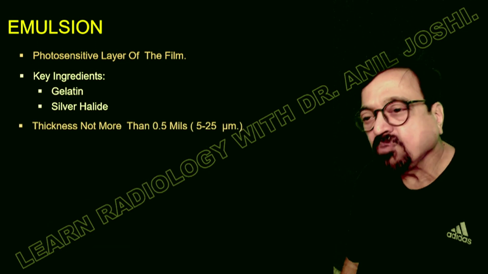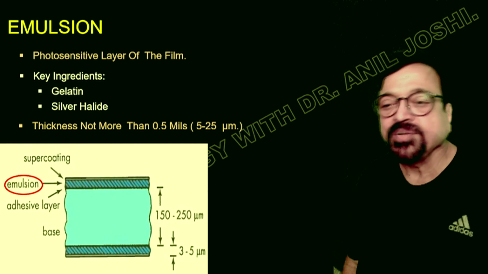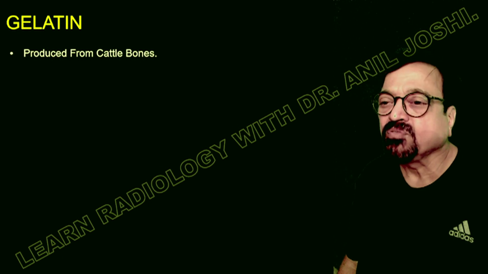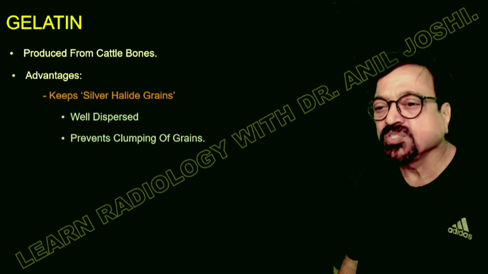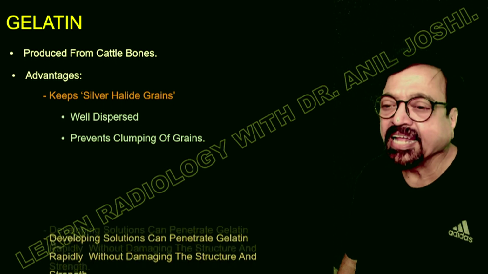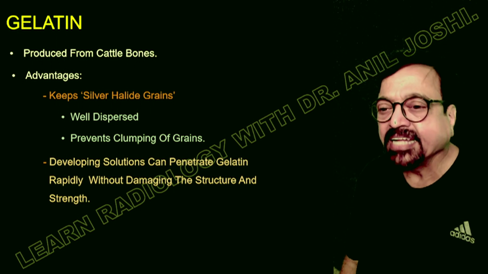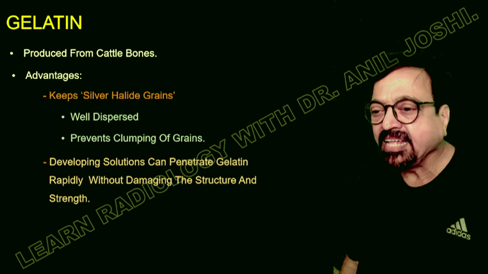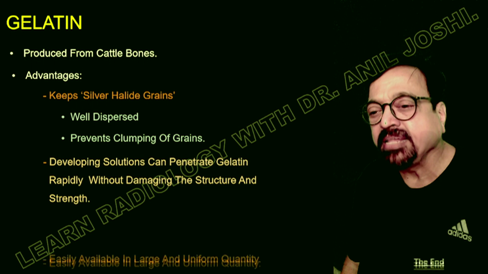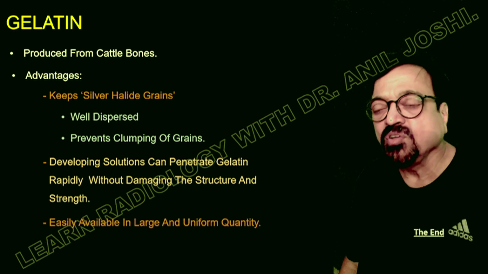Now, emulsion. It is a photosensitive layer over the film, and the key ingredients are gelatin and silver halides. Thickness not more than 0.5 mm. Then this is shown. Now, the same image we have seen when we were showing you the base, now we are showing you the emulsion. Gelatin is produced from cattle bones. Its advantages are that it keeps silver halide grains well dispersed and prevents clumping of the grains. Then developing solution can penetrate gelatin rapidly without damaging the structure and the strength. So X-ray attenuation will not be there by the gelatin. This is one of the big advantages, and it is easily available in large and uniform quantity anywhere.